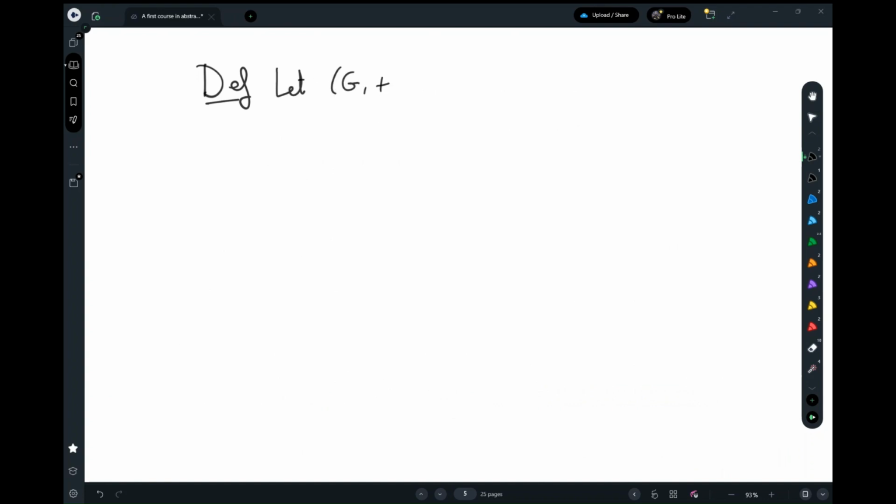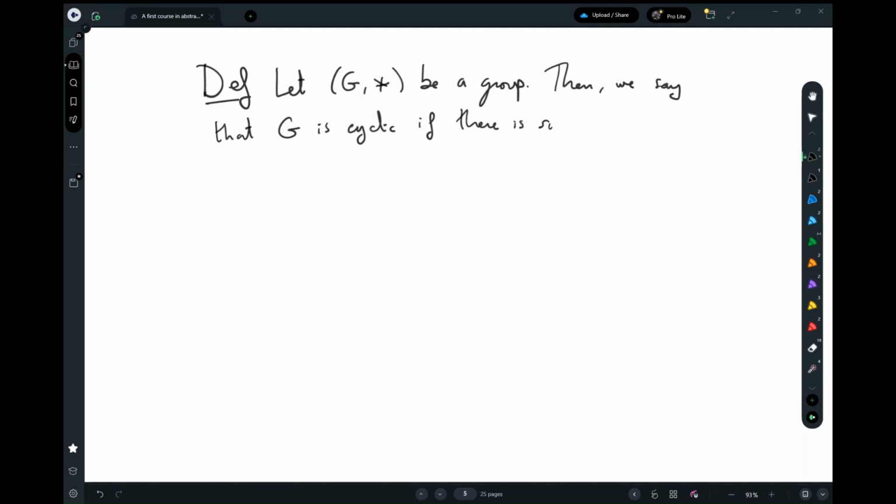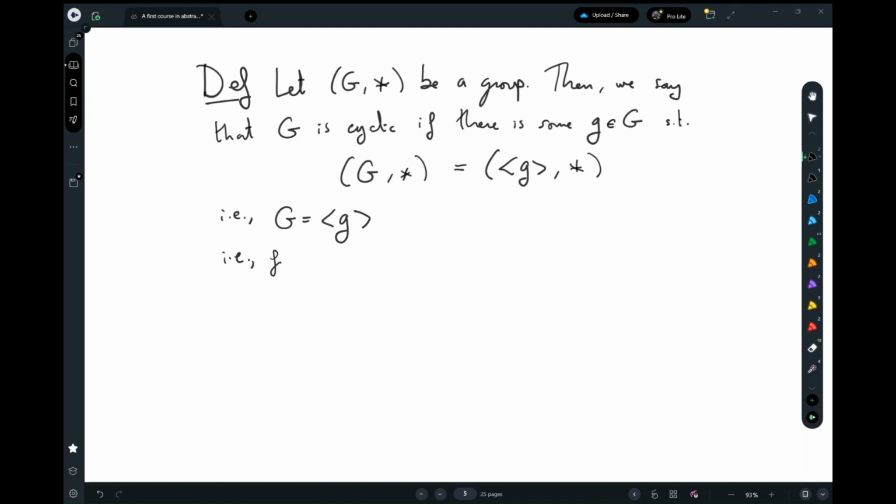Let G be a group. Then we say that G is cyclic if there is some element g in G such that G under star is actually the group generated by g under star, i.e., G as a set is the same as the subset generated by g, i.e., for every h in G, there is some integer n such that h is actually a power of g. So that means that G is cyclic.